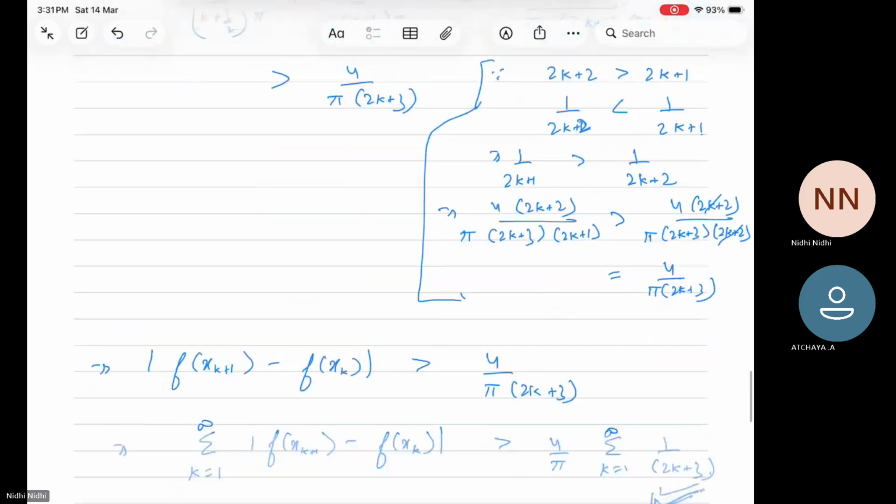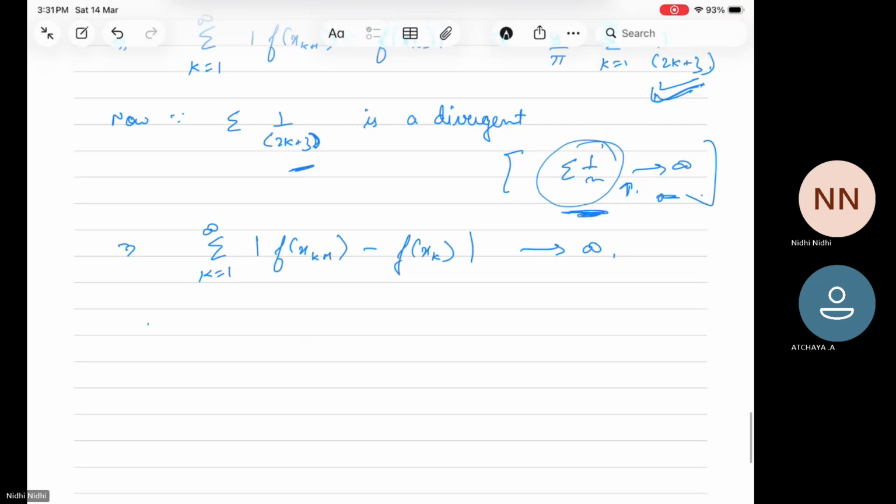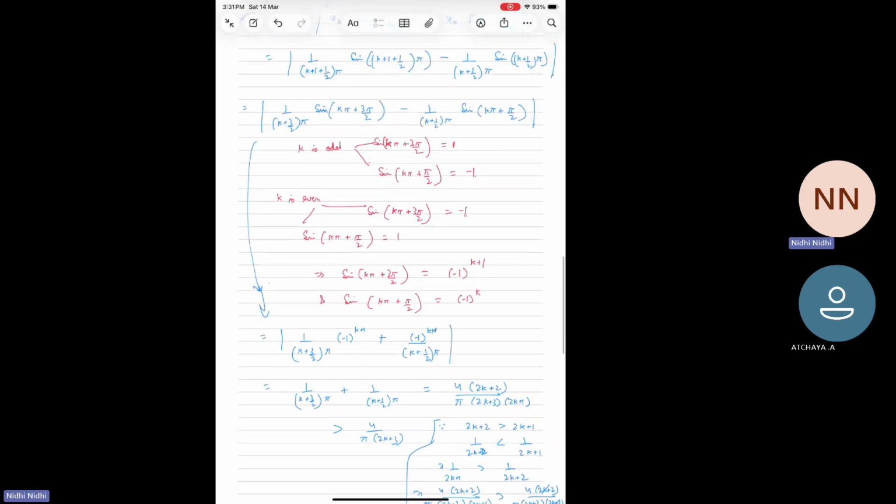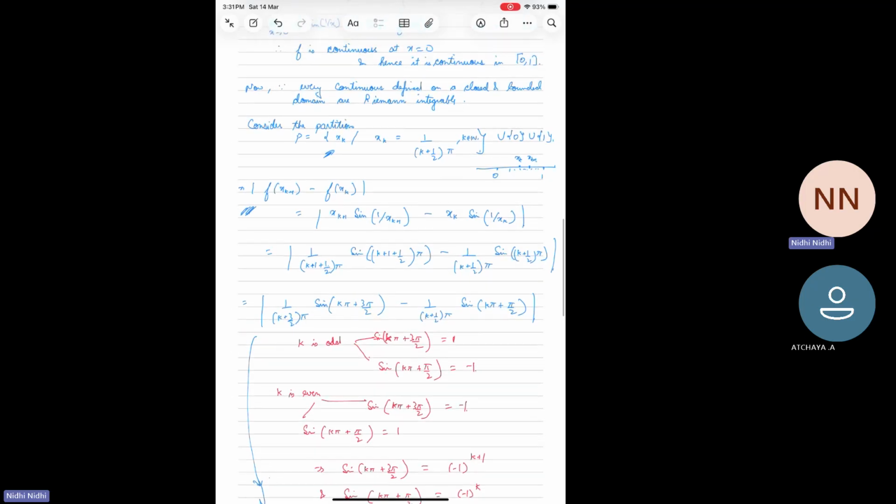Therefore, f cannot have bounded variation, and hence the given statement is false. I would like you to go through the solution once again and see how we have proved that the variation of this function cannot be bounded.